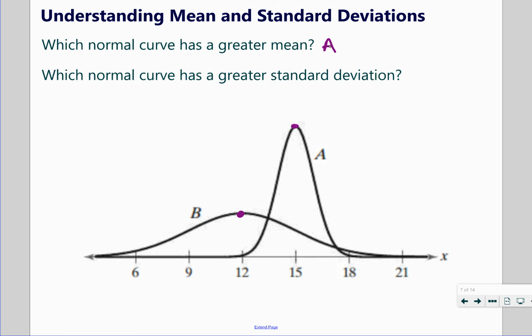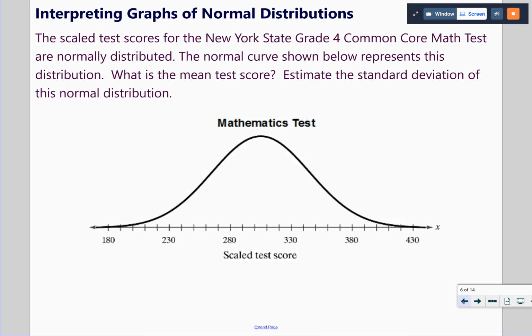A or B? B has a greater standard deviation because it's a little bit wider. You guys will do one of those in a minute. Okay, this one's on your paper.